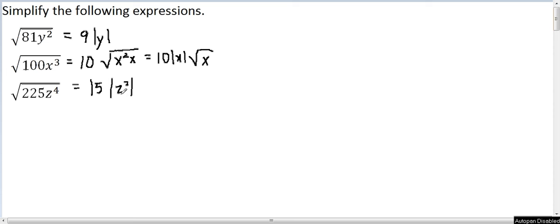But z squared, whenever we square a number, we already end up with either a 0 or a positive number. And since the purpose of writing the absolute value around the variable or the variables was to make sure that this part ended up being a non-negative number, and since z squared is already non-negative, this absolute value is redundant. So we can go ahead and leave it off and write this expression as 15 z squared.